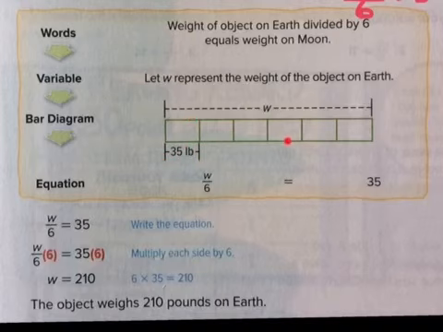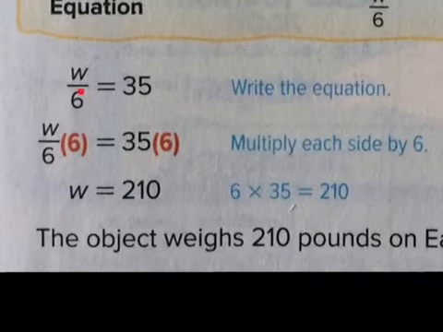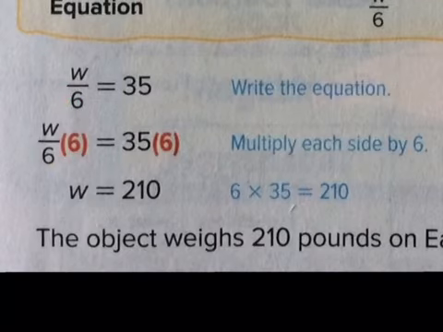1, 2, 3, 4, 5, 6. Right? So we're going to take the weight on Earth divided by 6 because 35 is 1/6. So then to get rid of the 6, and this side is division, we have to multiply by 6. We multiply it by 6 on both sides. And the weight on Earth is 210 pounds.